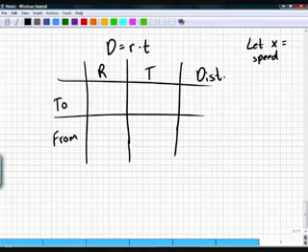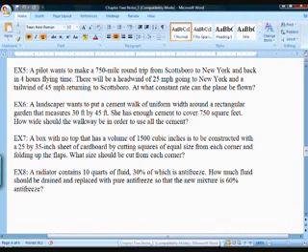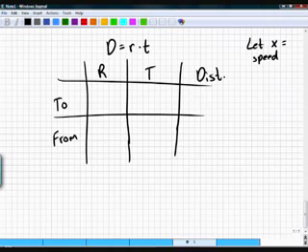But let's see, going to New York there's a headwind of 25 miles per hour, so instead of actually traveling at x miles per hour, it makes sense that we're traveling at x minus 25 miles per hour. Got a headwind, instead of traveling at a constant speed, it's slowing us down. Got a tailwind coming back, so instead of traveling at x, you're traveling at x plus 45.